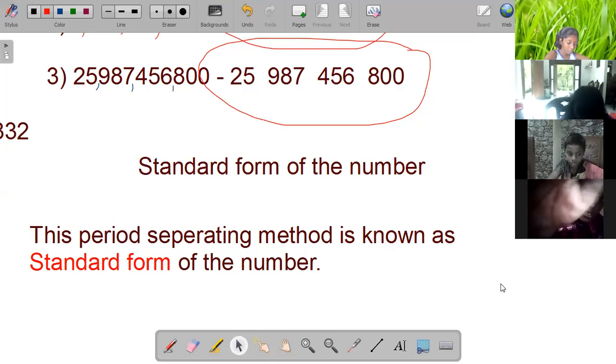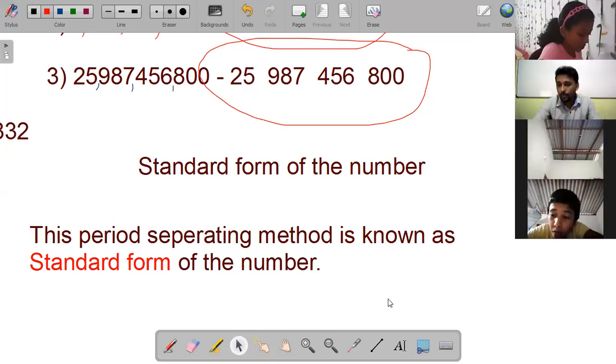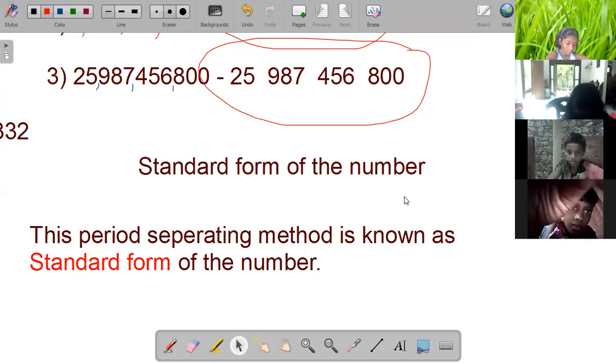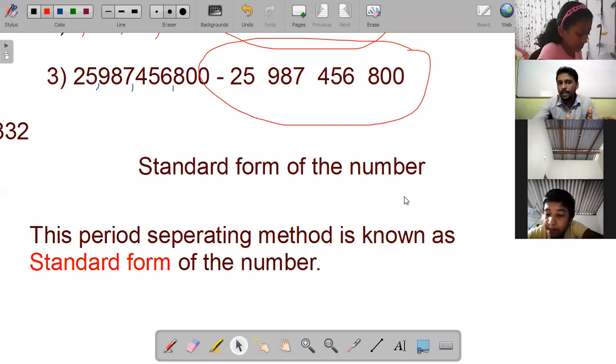Right. Okay. Now you know what's the meaning of standard form of the number. What's the meaning of standard form? Standard form means separate into periods of the number.